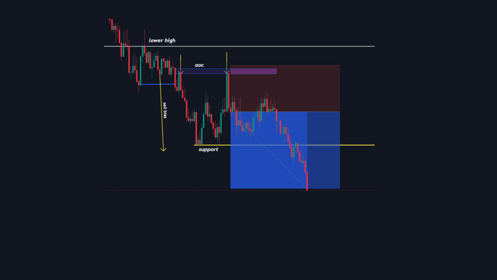As price moves in our favor, we still need a management rule. Some traders take partial profit at the previous low, others hold toward the main support level. Either method can work when it is defined before emotions take control.